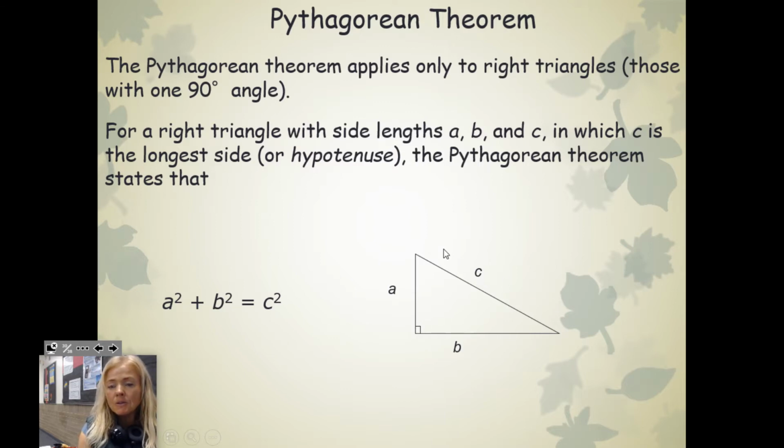That will be the hypotenuse, or the longest side, and the Pythagorean theorem says that your hypotenuse squared is going to be equal to the sum of the squares of the two legs. The legs form the right angle. So c squared is equal to a squared plus b squared.